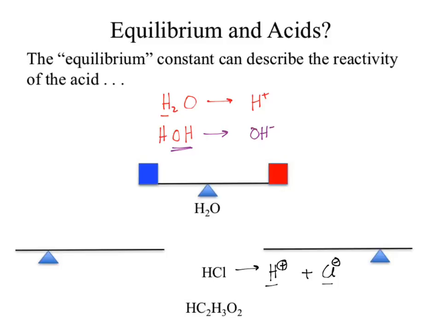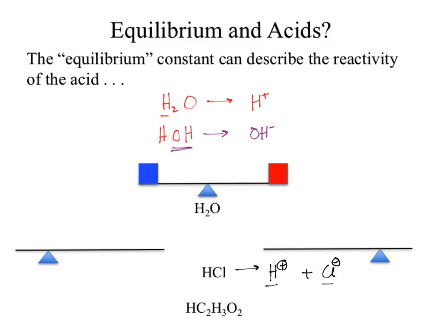If H plus is what I'm concerned about, where is it? Is it a reactant or a product in that equation? Reactant. Oh, wait, it's a product. Do I have H plus here? I have H bound to Cl. Do I have H plus? No. Where do I have H plus?